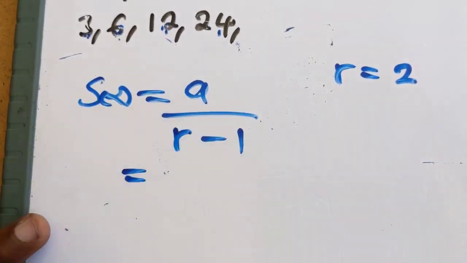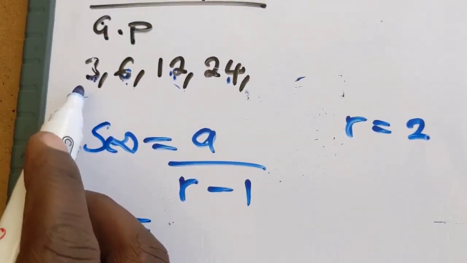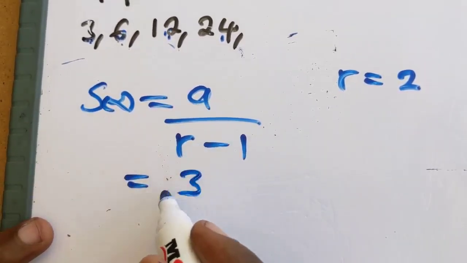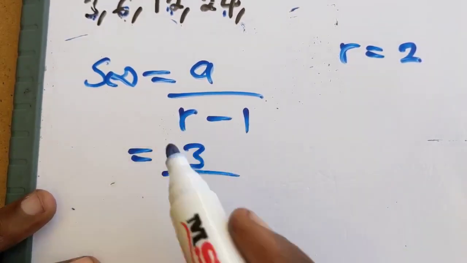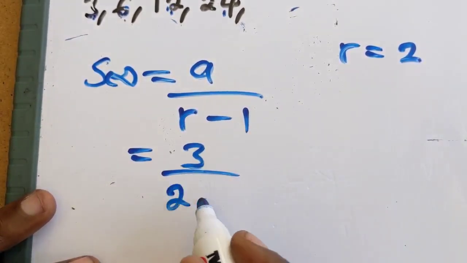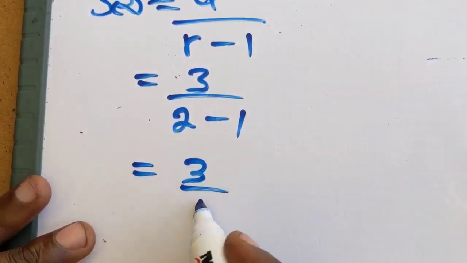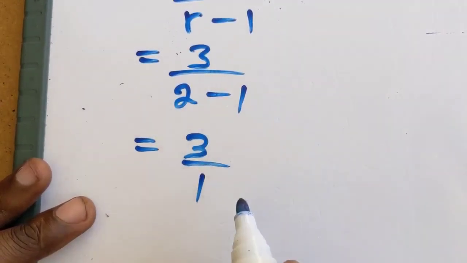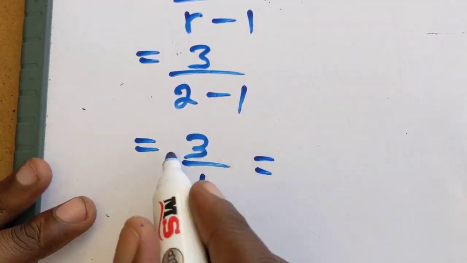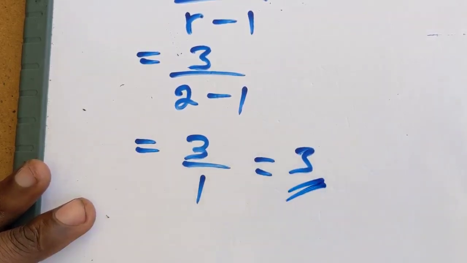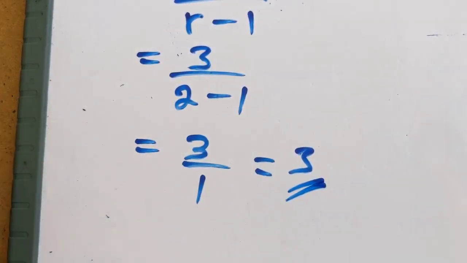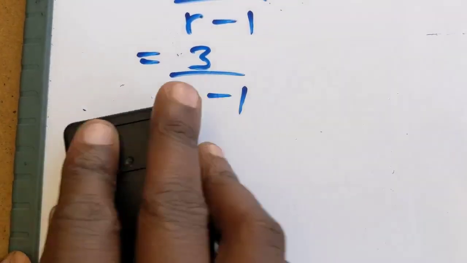So we know that the first term, A, is 3, then over r, which is 2. So you put 2 minus 1, equals 3 over 1, because 2 minus 1 is 1. So you find that the answer is 3, since 1 into 3 is 3. That is how you find the sum to infinity. That is what you are supposed to do when finding those things.